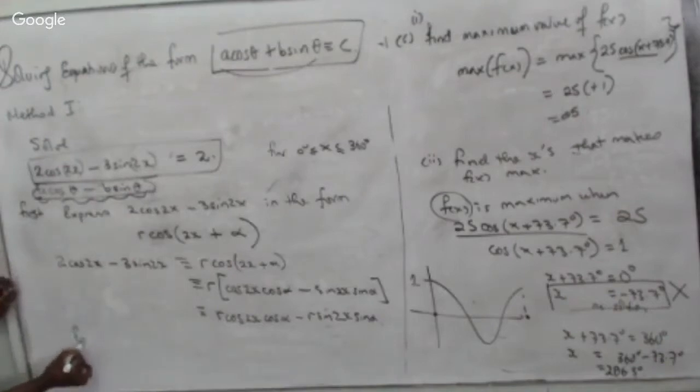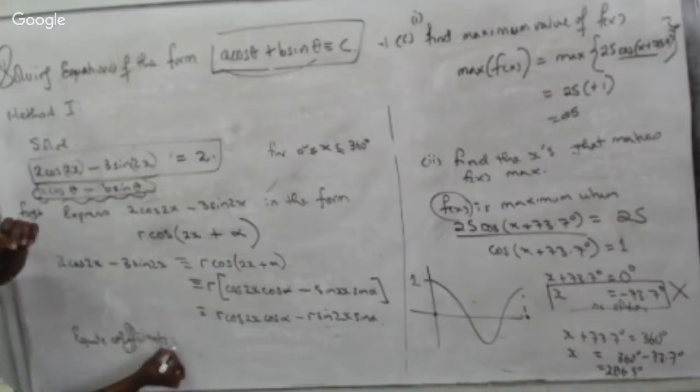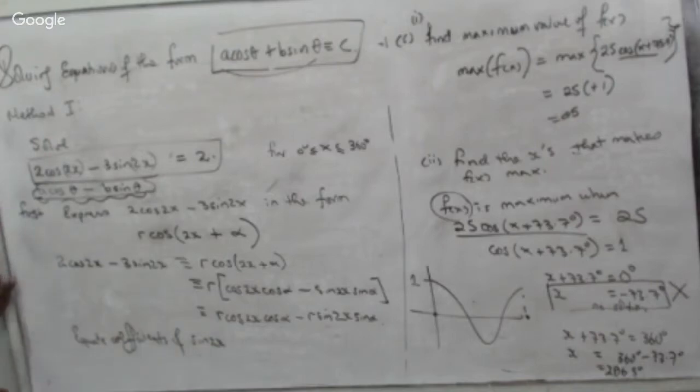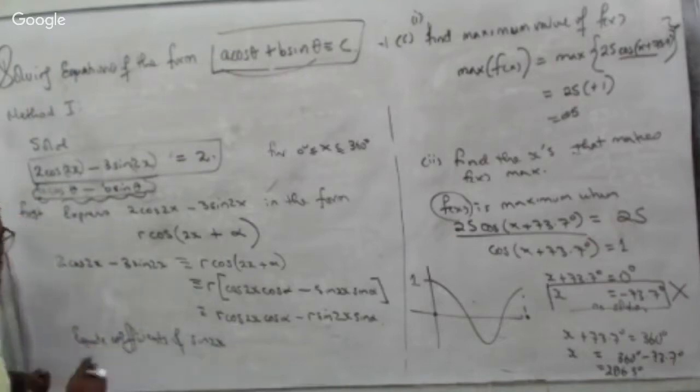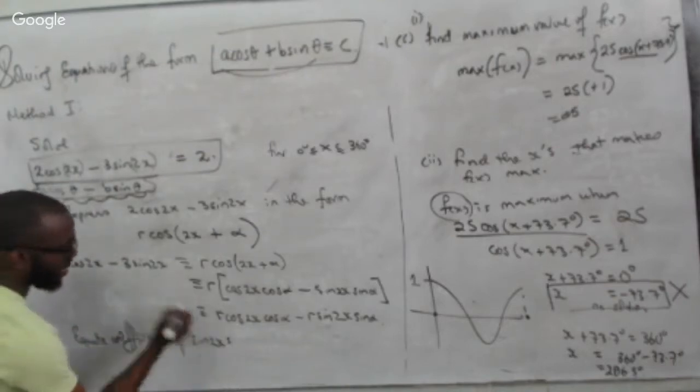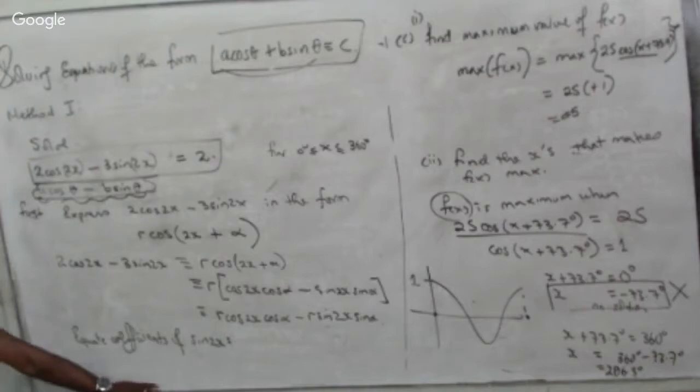Then comes equating coefficients. The coefficient of sine 2x: there is no sine x or cosine x to see, there's only cosine 2x to see. You know? So you have to adhere to the angle right through the question.